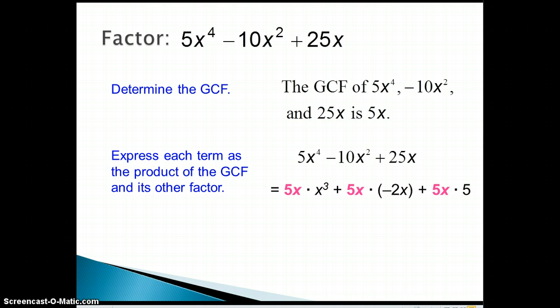The next step is to factor this 5x out using the distributive property. So we're going to pull the 5x out front of a set of parentheses, and all the remaining factors go inside the parentheses in order. So we have x cubed from the first term, we have negative 2x from the second term, and plus 5 from the last term. So the GCF has been factored out. And notice if you distribute the GCF back through, you will get the polynomial you started with.